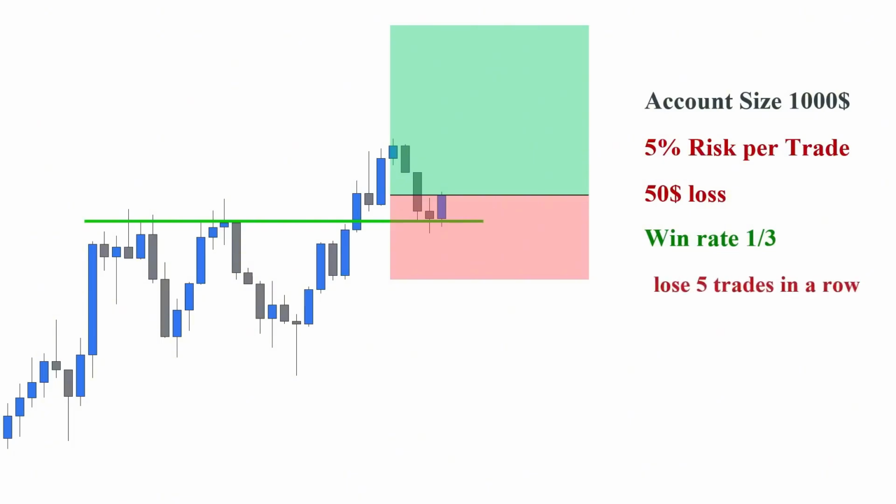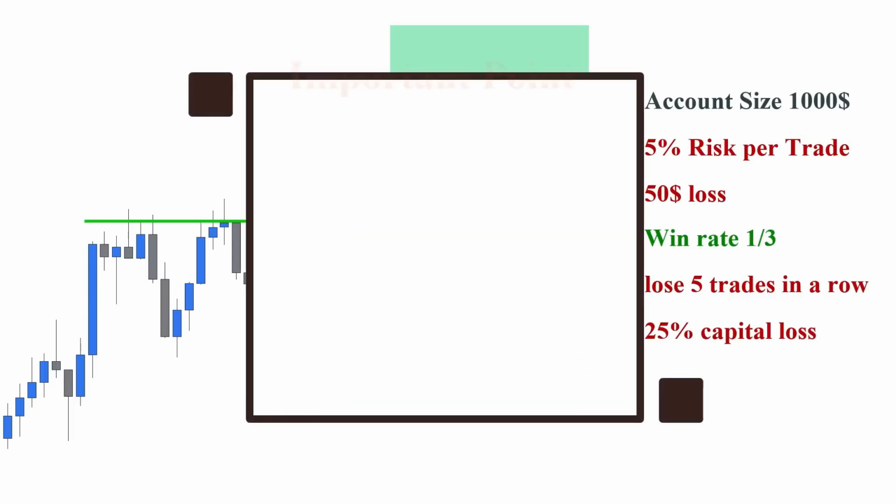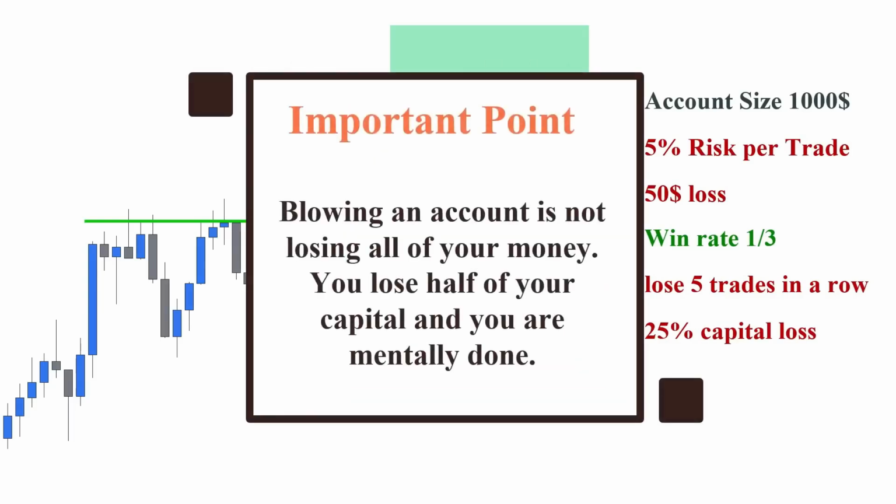But what if we lose 5 trades in a row in a bad trading week, which is likely to happen to everyone? We will lose 25% of our capital in a week, and imagine how annoying it can be and destructive to future trading decisions. Blowing an account is not losing all of your money. You lose half of your capital, and you are mentally done.